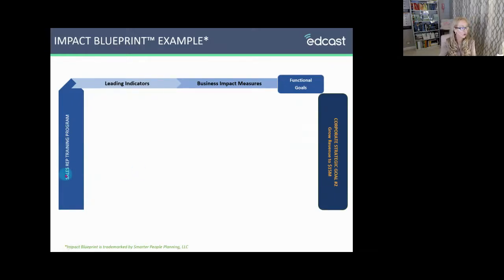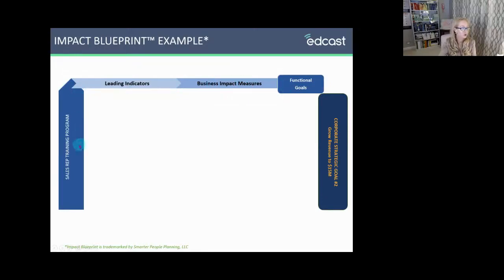Okay. So we've got our program, our investment in our training program. We need to know what needs to happen after that program to drive the impact we need to achieve our goal of $15 million. And we've got a couple of areas to think about. You have leading indicators. So I'm going to walk you through some leading indicators that we have for the sales training program. And then we have business impact measures. And we have our functional goals.